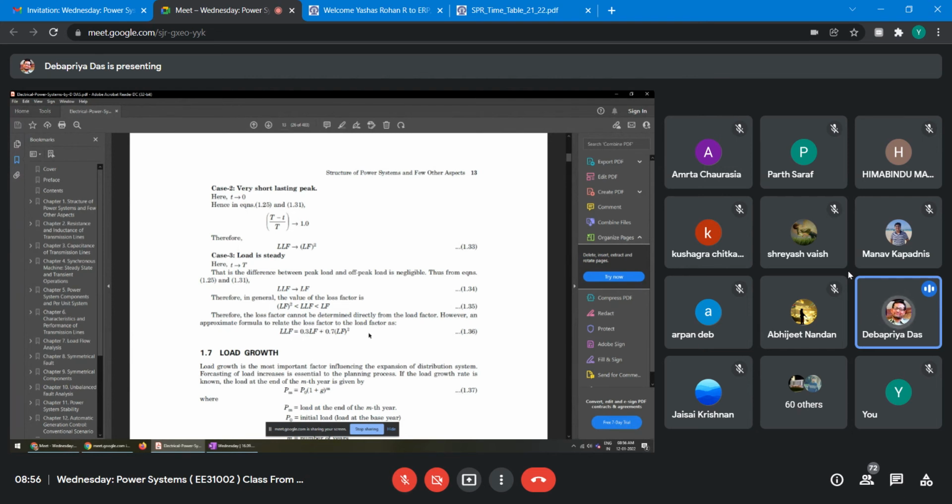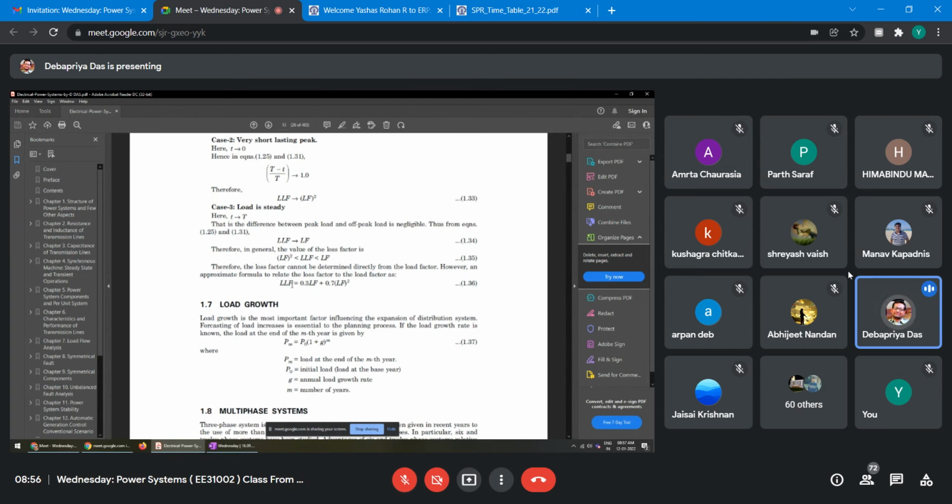So loss factor and load factor can be related like this. If you know the load factor, you will roughly get some idea about the loss factor. Up to this, is it okay or not?